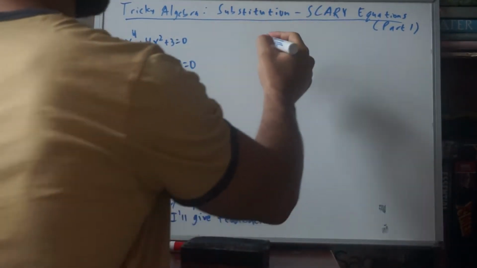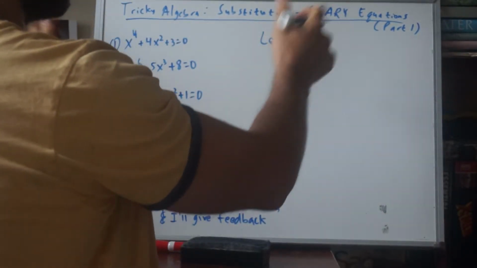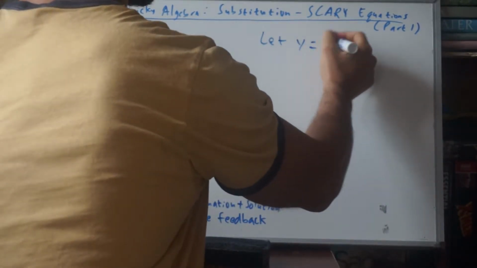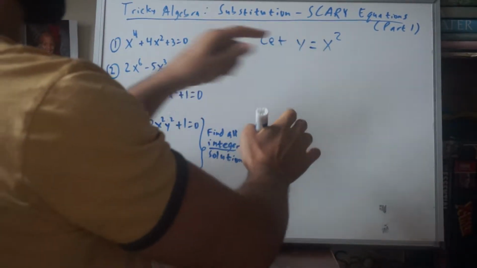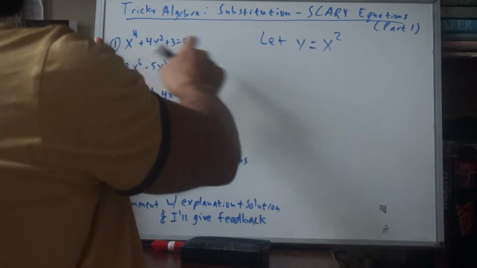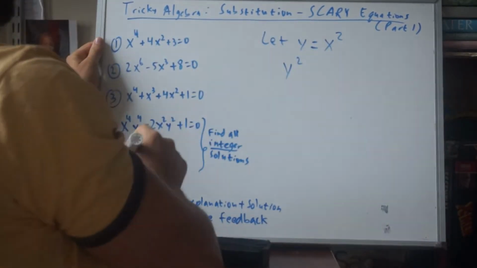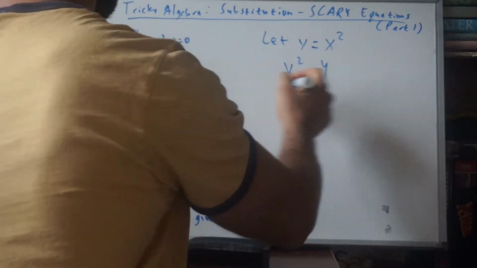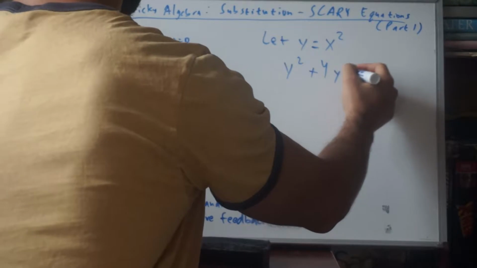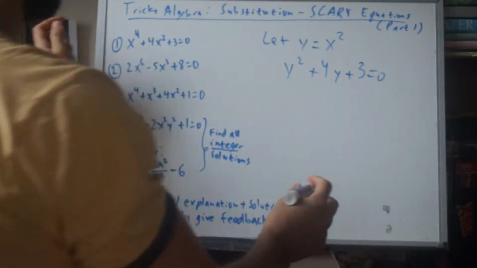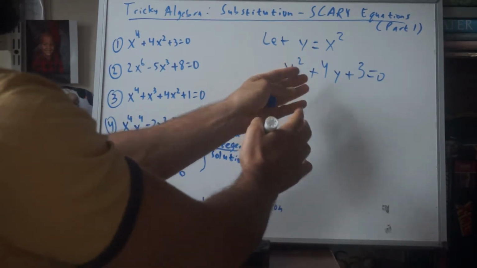You could call it any letter you want. Let's call it y. You could call it a, b, c, whatever. So y is going to be x squared. If we think of this in terms of y's, then what is x to the fourth? Well, that's now y squared, because if you square x squared, you get x to the fourth. Plus 4, now we want to get rid of all the x's, so x squared is just y. So here's the idea: we took this scary equation and transformed it into something that looks pretty doable.